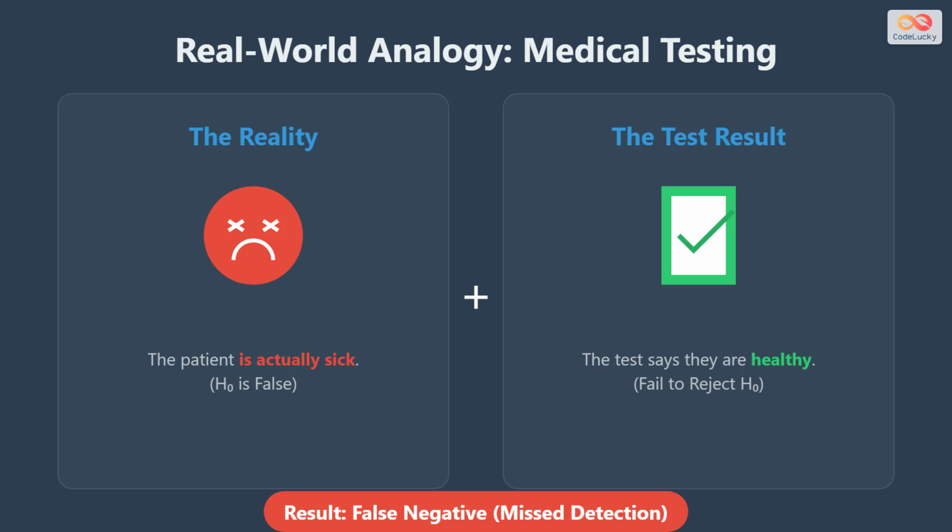Let's look at a real-world analogy to make this concrete. Imagine a medical test for a disease. In reality, the patient is sick. The null hypothesis of healthy is false. However, the test comes back negative, saying they are healthy. This is a false negative. The test failed to detect the illness that was actually there.